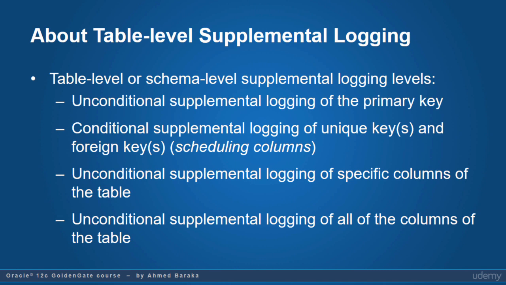For example, an integrated replicate process requires at minimum unconditional supplemental logging of the primary key and conditional supplemental logging of unique keys and foreign keys, whereas the non-integrated replicate process needs only the first level. You will learn later in the course the difference between the integrated and the non-integrated replicate process. As you go on with the course, you will learn when to use each of those levels. Please notice that this doesn't replace the database level supplemental logging, which should be enabled in all cases.